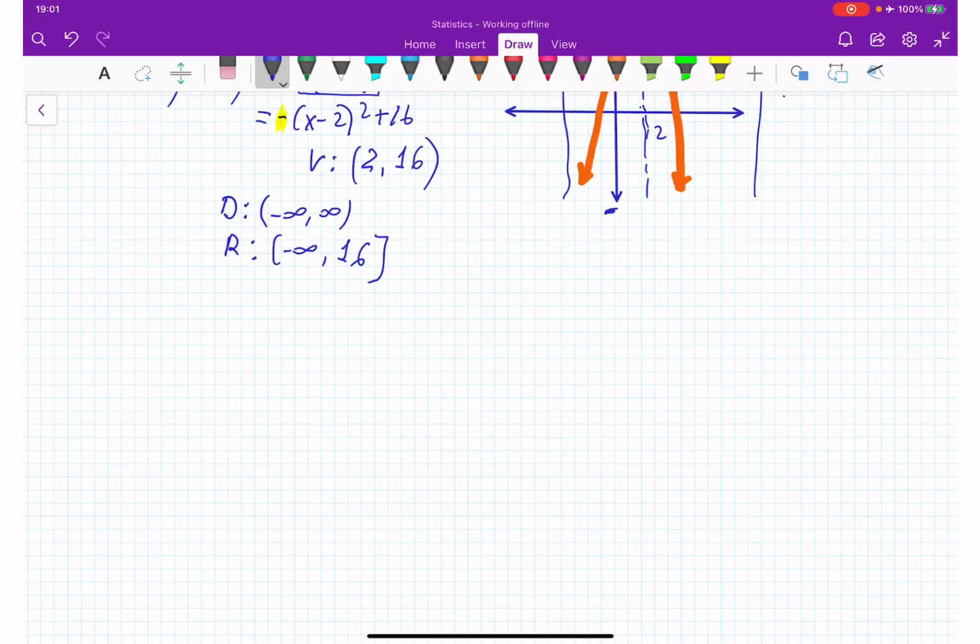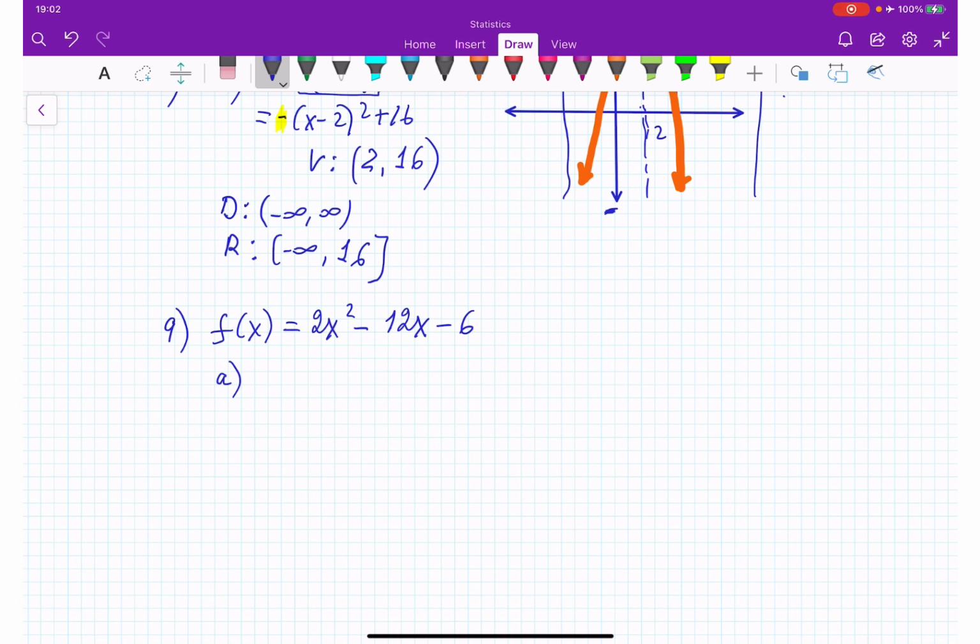Okay, question number 9. We have f of x is equal to x squared minus 12x minus 6. So, question A, determine without graphing whether the function has minimum value or maximum value.